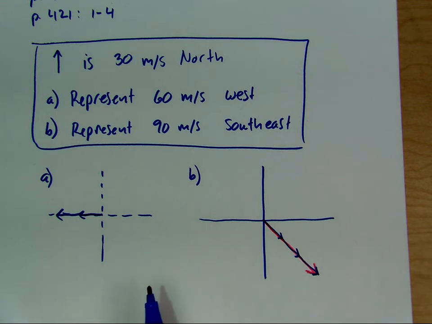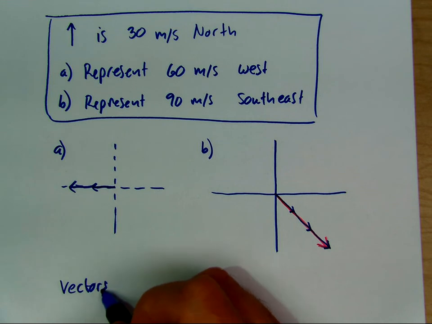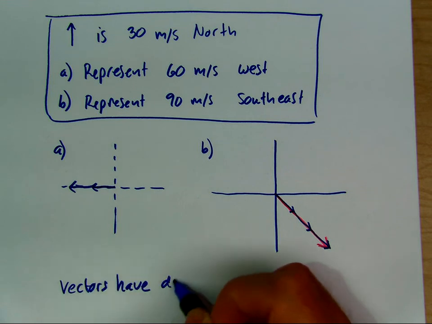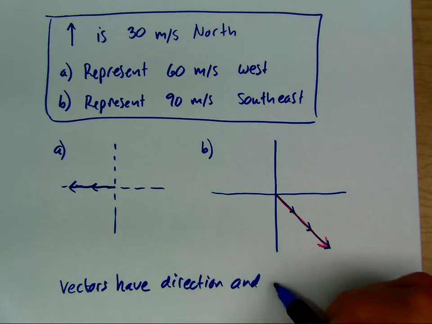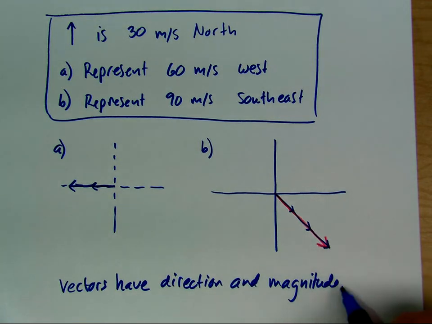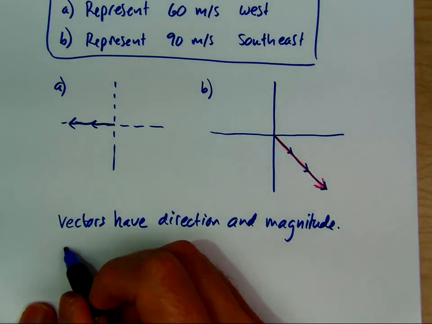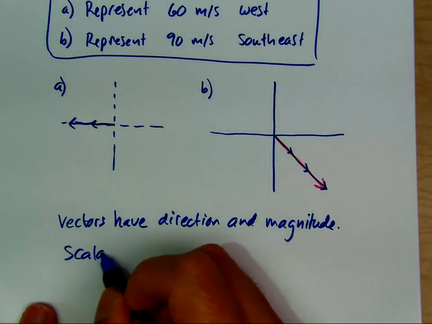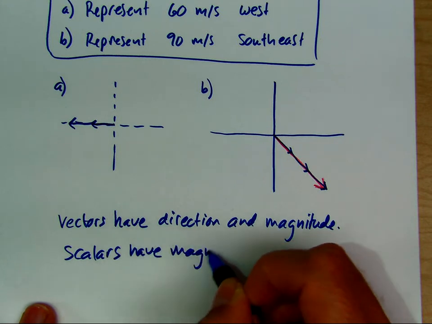So vectors have direction and magnitude. If there is no direction and there's only magnitude, that's called a scalar. Scalars have magnitude.